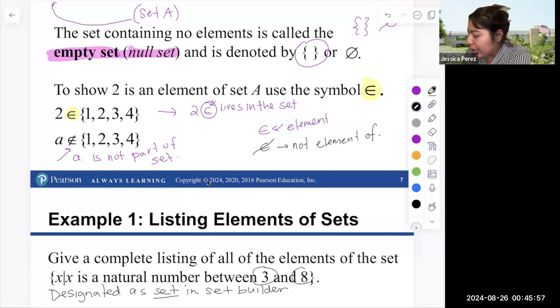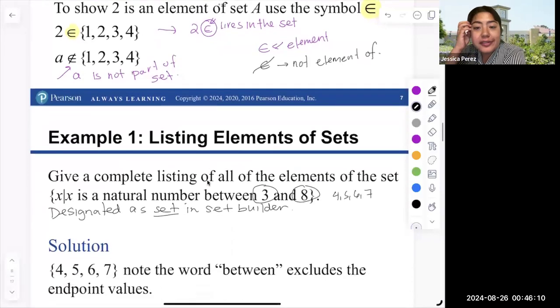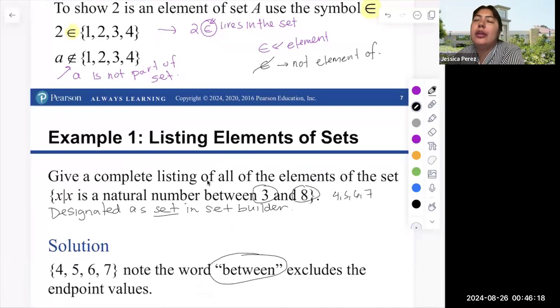So if it's between 3 and 8, a natural number means like a whole number, except it doesn't contain zero. So the numbers are 4, 5, 6, and 7, because the word between actually excludes the endpoints. So not including 3, not including 8. So all of the numbers in between 3 and 8: 4, 5, 6, 7. Again, if you have a value and you are excluding 3 and 8, what are the numbers in between?